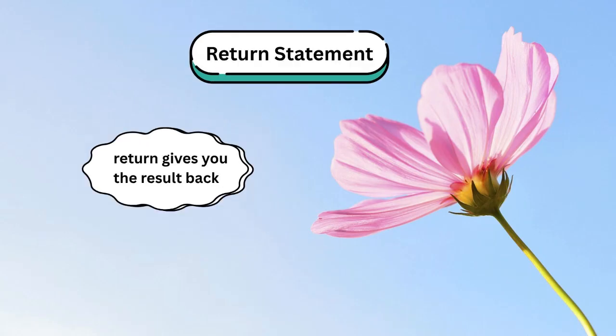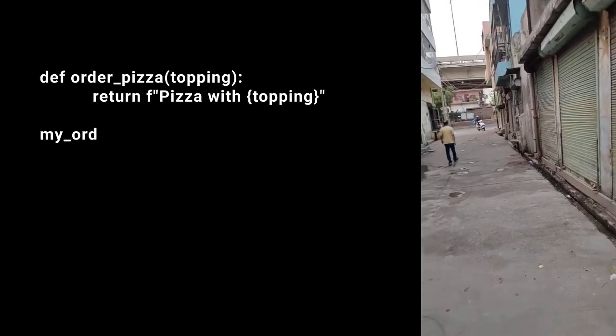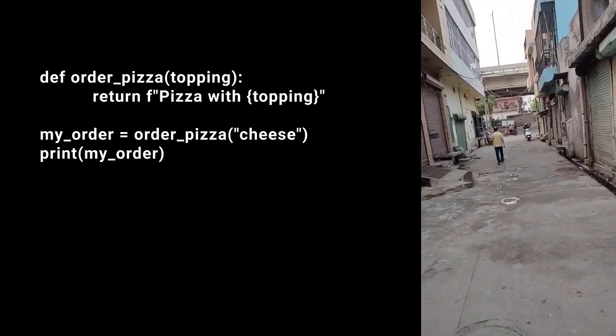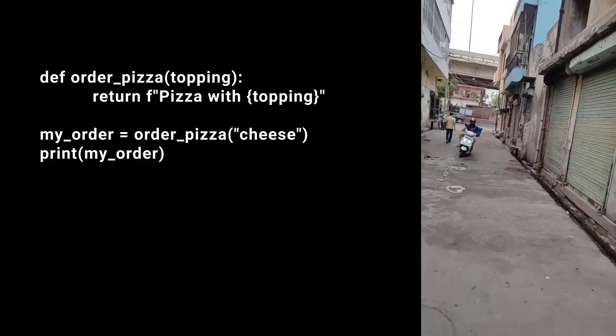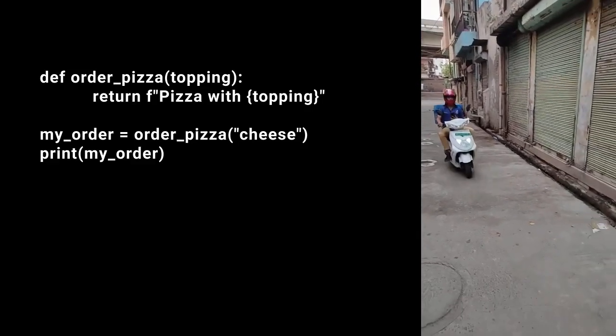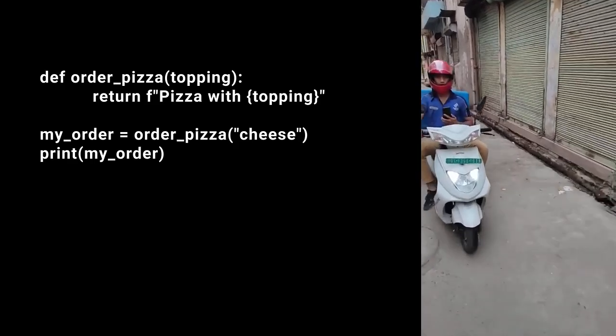What is the return statement in Python? The return statement is used to send a value back from a function to the place where it was called. Without return, a function will do the task but won't give anything back. Real life example, ordering pizza online. You choose the toppings and place the order, but if the delivery never comes, you get nothing. Return is your delivery guy, bringing back the result from the kitchen to your home.